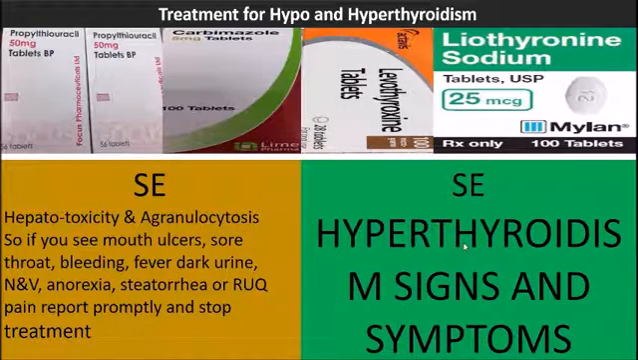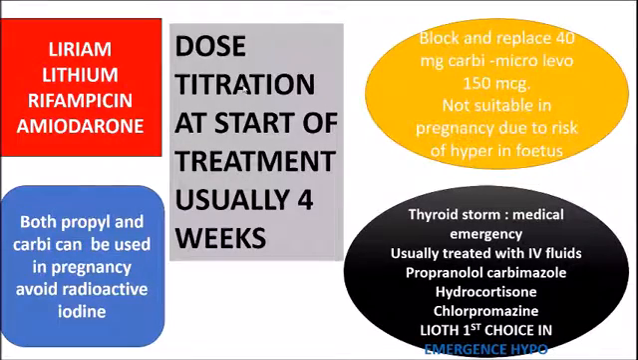And then the side effects for the thyroid hormones, the levo and the liothyronine, basically are the hyperthyroidism symptoms like diarrhea or fast heartbeat. So if you want to know the side effects of levothyroxine and liothyronine, just check up symptoms of hyperthyroidism. And then you need to be aware of these drugs. Lithium and amiodarone cause hypo, and rifampicin causes fast breakdown of levo and liothyronine because they increase their metabolism. Both propyl and carbi can be used in pregnancy, but radioactive iodine is contraindicated in pregnancy.